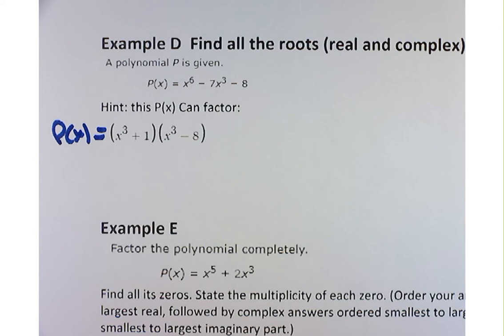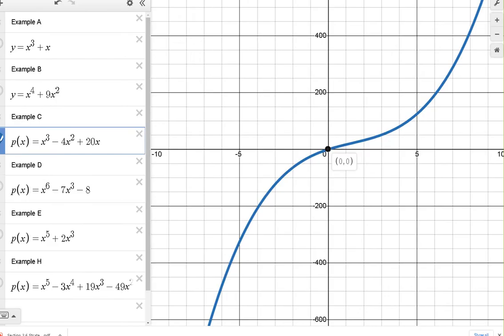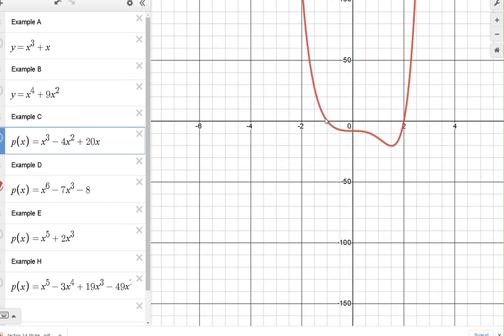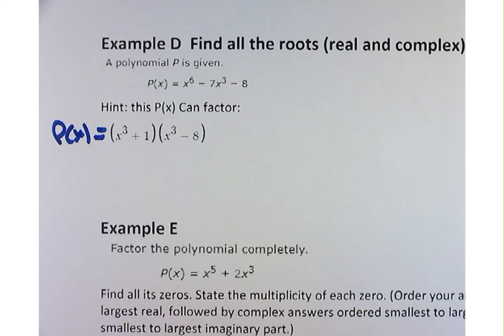let's take a look at the graph here and see what we can figure out on our own. So I'll shut off C, turn on D, and well, I only see two roots. One of them at -1, one of them at 2. Inasmuch as this is a degree 6 polynomial and I see 2 real roots, what does that mean about the remaining 4 roots? They're imaginary, they're all complex. So that's going to be a lot of work for us.